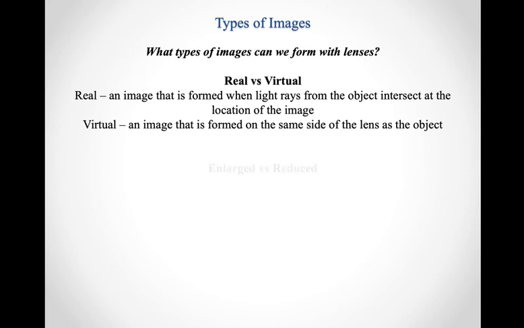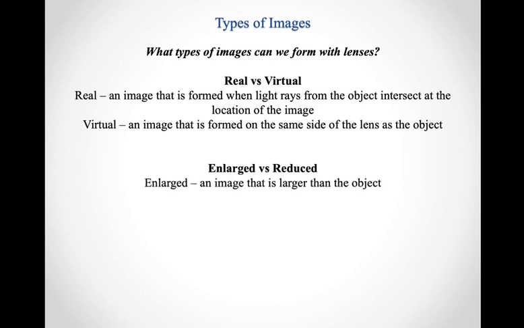The second question we can ask is, is the image enlarged or reduced? And this one's a little bit more straightforward. An enlarged image is simply one that's larger than the object, and a reduced image is one that's smaller than the object. So we'll be able to look at our object height, look at our image height, see whether or not the image height is larger or smaller than the object. That'll tell us whether or not our image is enlarged or reduced.